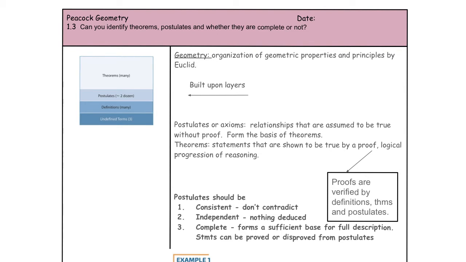Can you identify theorems, postulates, and whether they are complete or not? So we're going to start introducing you to the terms theorem and postulate. Geometry is basically an organization of geometric properties and principles. This was founded by a mathematician named Euclid.